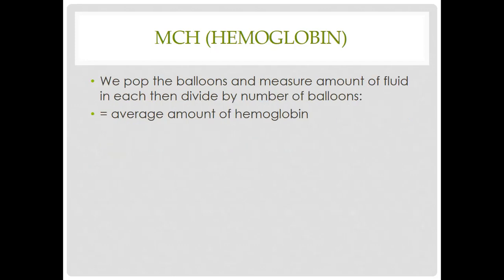MCH means mean corpuscular hemoglobin. Again, it's a mean. For this one, we pop the balloons and we measure the amount of fluid in each of them, and we divide by the number of balloons. Okay, so now this is volume, this is hemoglobin that we're checking, and so that means we get an average amount of hemoglobin. So we pop all the balloons, take that liquid, measure it, divide by the number of balloons, and we say on average each balloon holds this much hemoglobin.